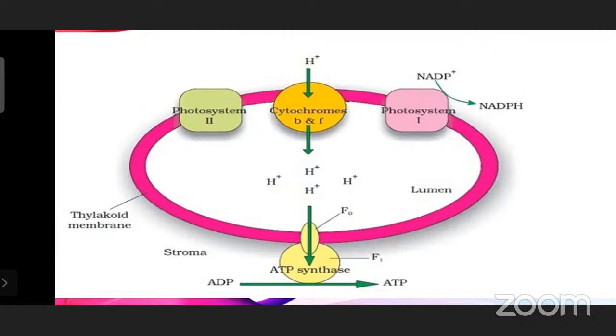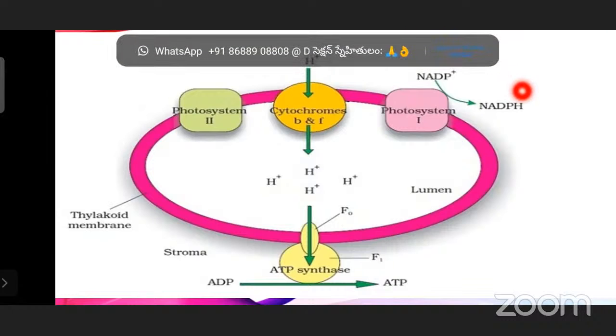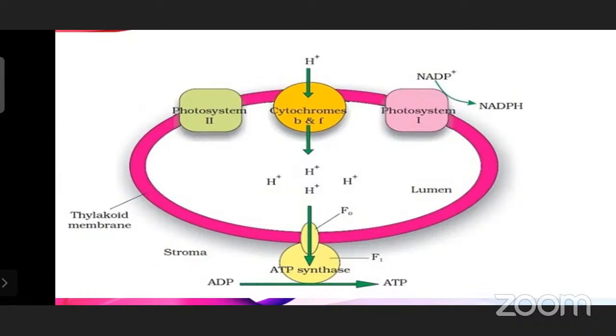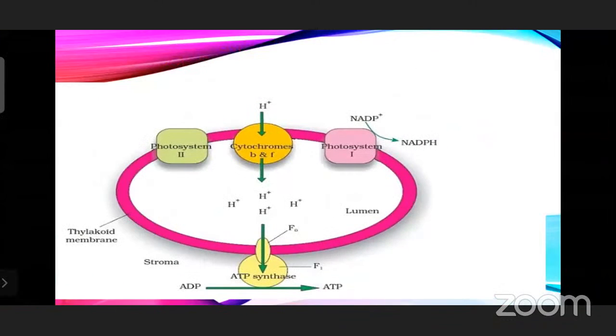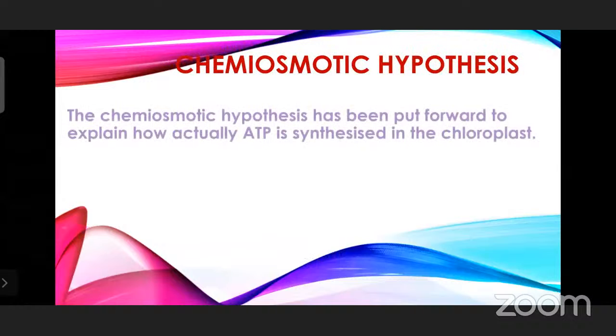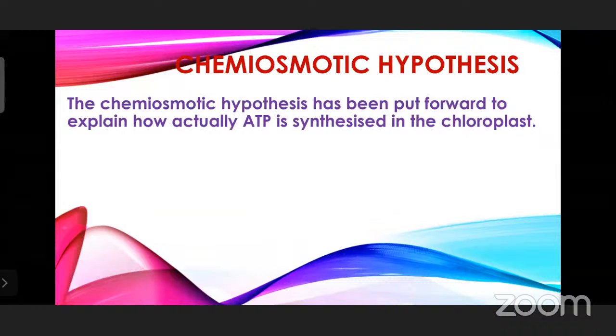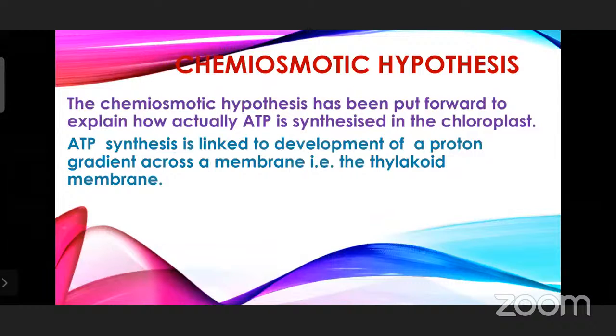Okay, so this is the thing. The connecting link between light reaction and dark reaction is NADPH and ATP. So let us learn how this thing is happening, how the synthesis is taking place in a clear way. The chemiosmotic hypothesis has been put forward to explain how actually ATP is synthesized in the chloroplast. So in the chloroplast, in light reaction, whatever energy is trapped by the sunlight, the chlorophyll pigment molecule, that energy will be utilized for synthesizing ATP.